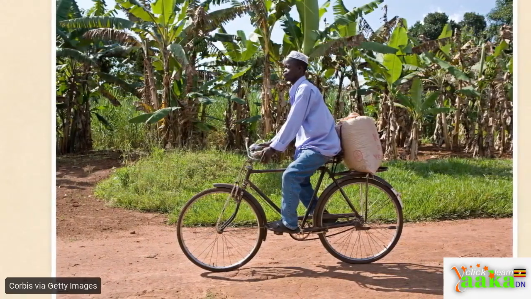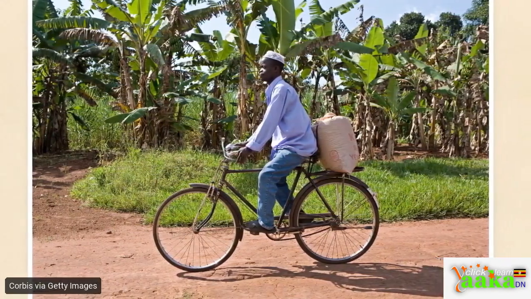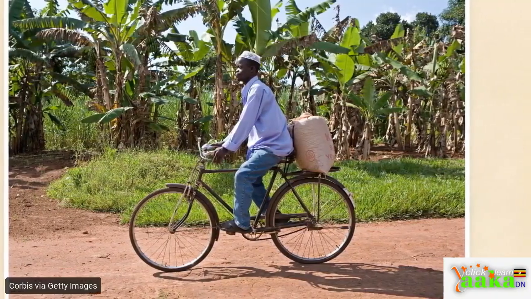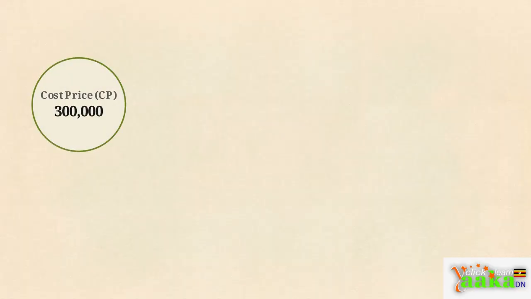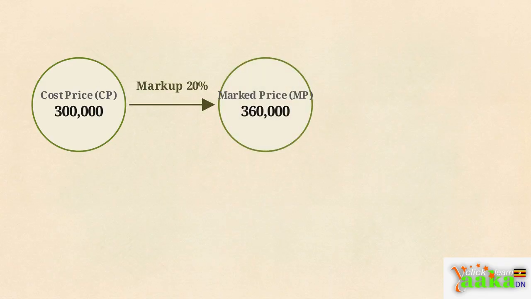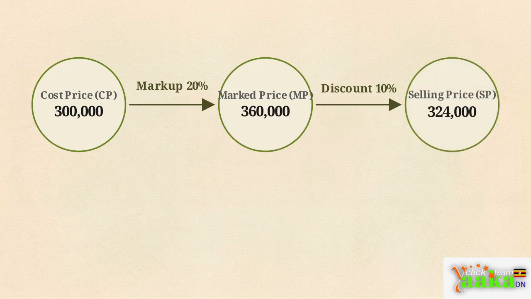Let's put these variables together into a single real-world transaction. This trader buys a bicycle, calculates a markup to establish a public price, and then negotiates a final discount with a buyer. Starting at this first node, the bicycle's cost price is 300,000 shillings. The trader applies a 20% markup to determine a marked price of 360,000 shillings. A buyer asks for a deal, so the trader offers a 10% discount. We take the 360,000 marked price and multiply it by 0.90, landing on a final selling price of 324,000 shillings.